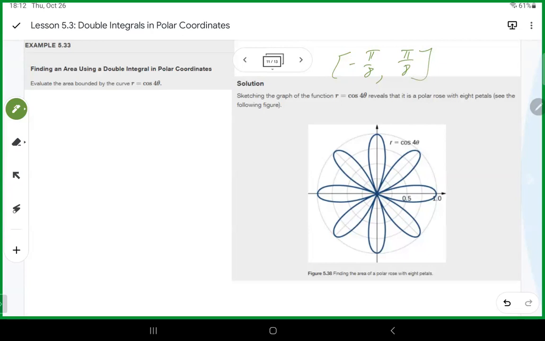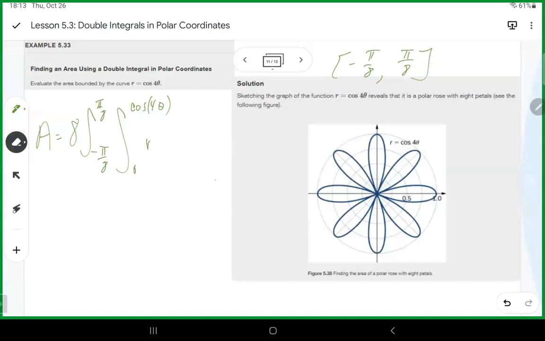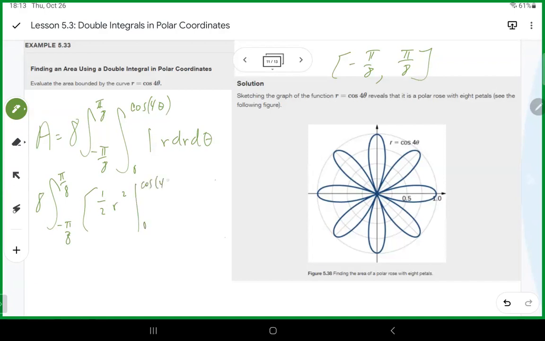Therefore, the area bounded by the curve is going to be A equal to 8, because you have 8 petals, times the integral from negative pi over 8 to pi over 8, and then 0 to cosine 4 theta, 1 r dr d theta. And then you have 8, negative pi over 8 to pi over 8, 1/2 r squared from 0 to cosine 4 theta d theta, with 8 on the outside again.